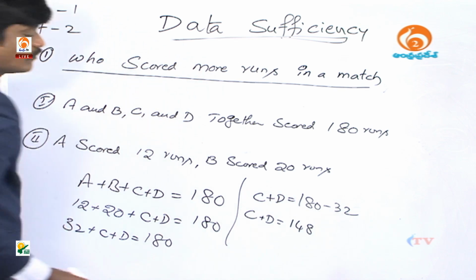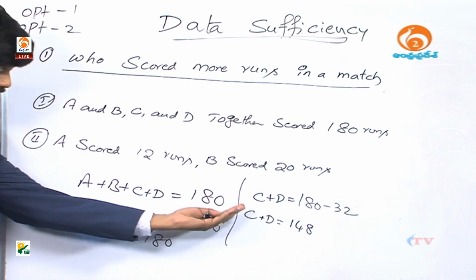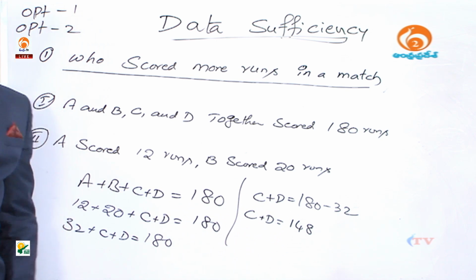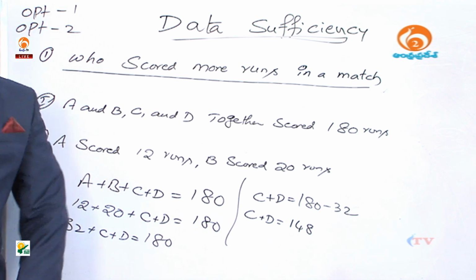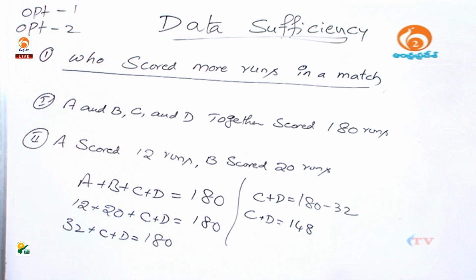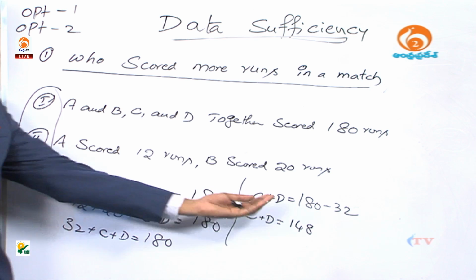148. That means maybe C scored 148 runs and D is a duck out. Or D scored 148 runs and C is a duck out. You can't conclude. So by using conditions 1 and 2, you cannot conclude the answer to the given question, because we don't know about C and D individually.